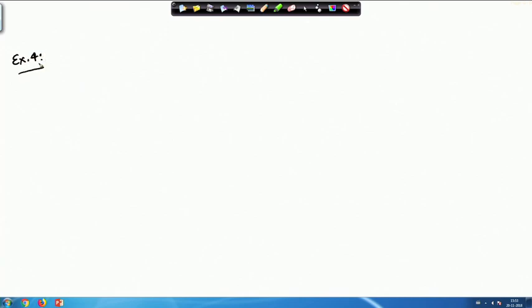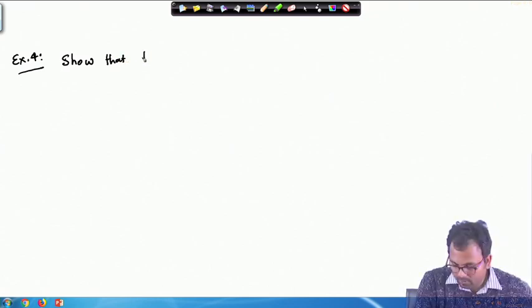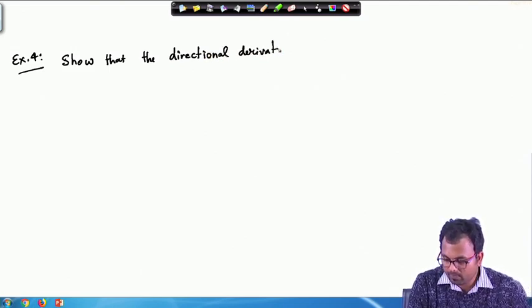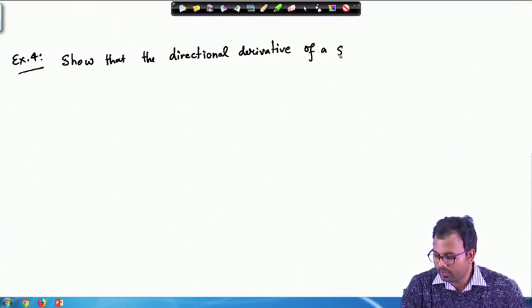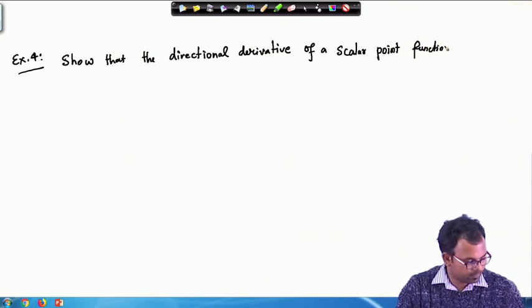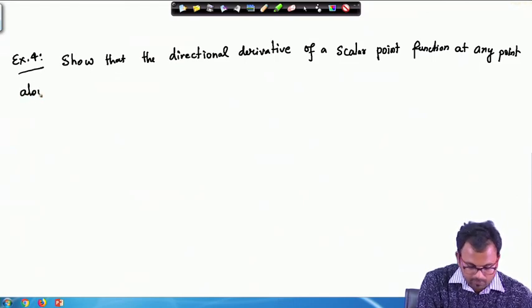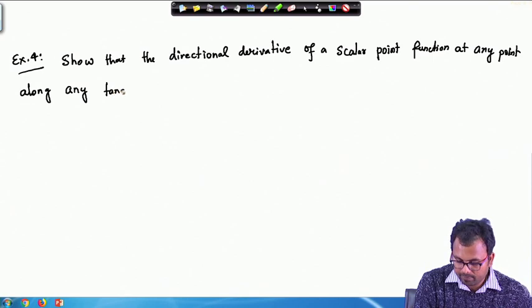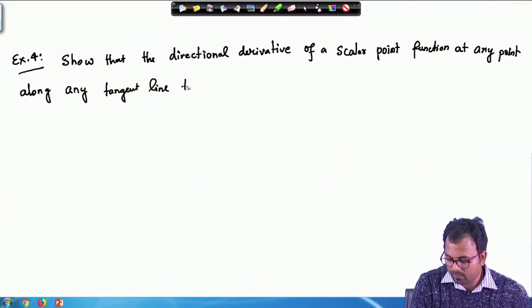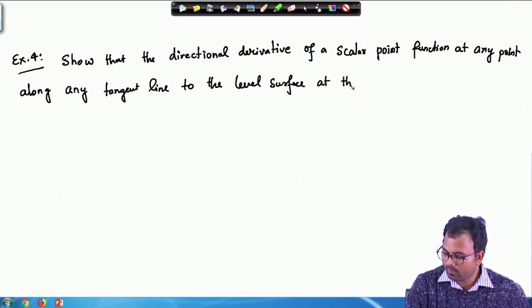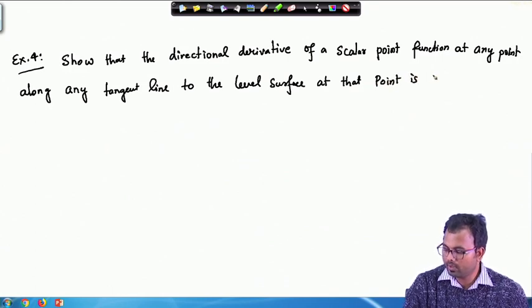I have lost track, so I am just writing example 4. All right. Now, in this case, show that the directional derivative of a scalar point function at any point along any tangent line to the level surface at that point is 0.